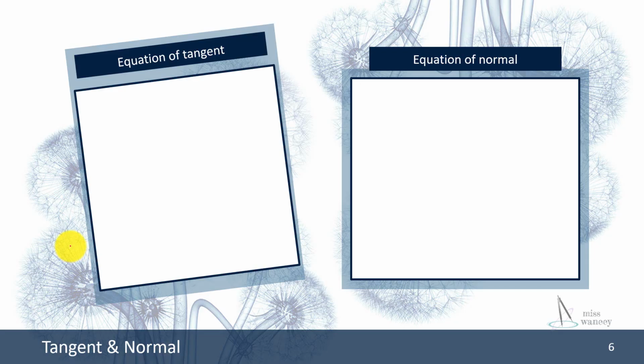So how do we find the equation of tangent and normal to the circle? For this one, I'm focusing on when point P, which is (x1, y1), lies on our circle. So how do we calculate the equation of tangent and the equation of normal when point P lies on our circle? We're going to use the formula.